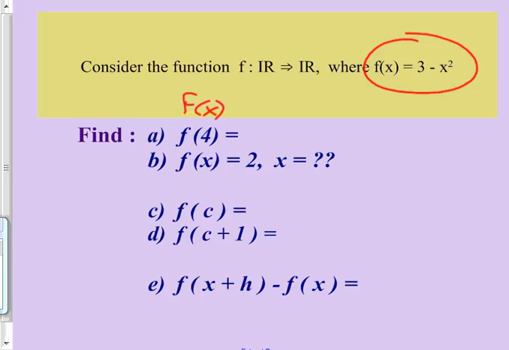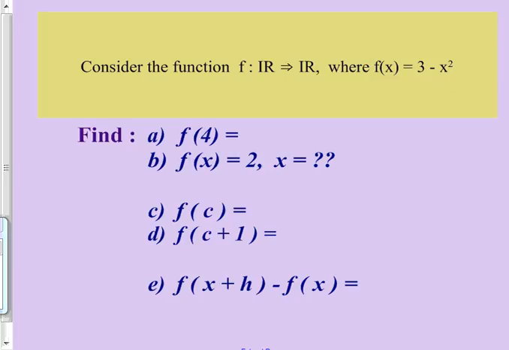So in your head, quick, pop in a 4. Then I guess you got to square it. You go 3 minus that. What'd you get? -13? Raise your hand if you agree. Okay, good.